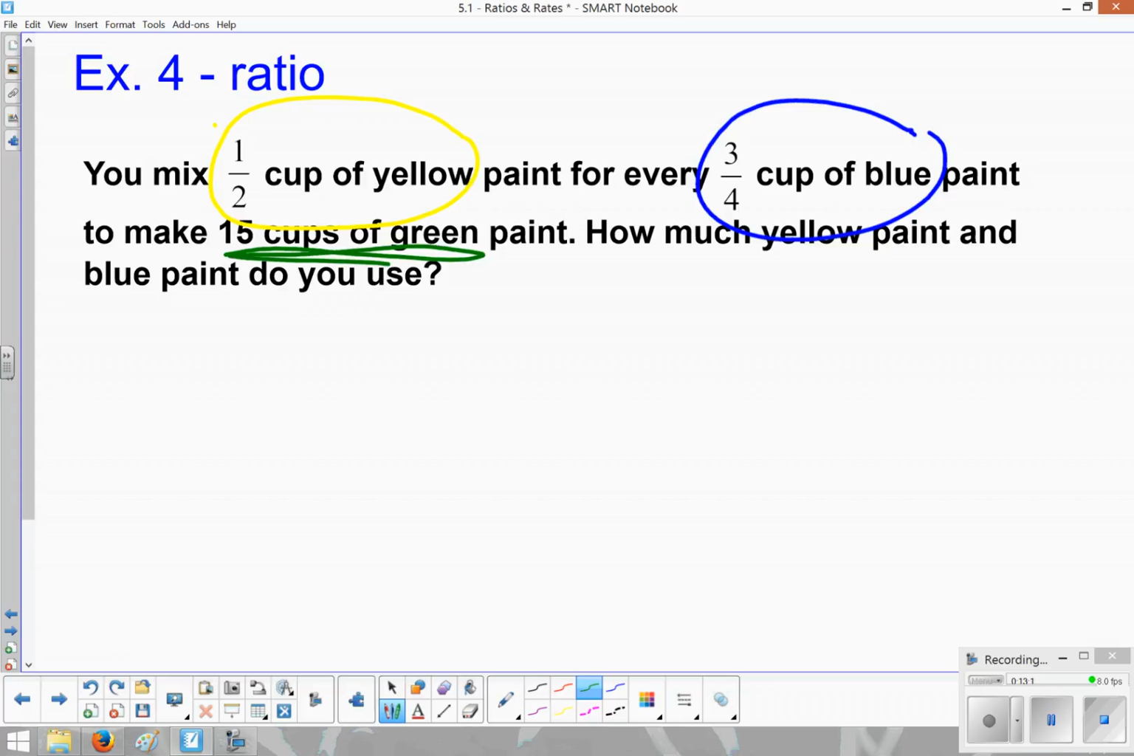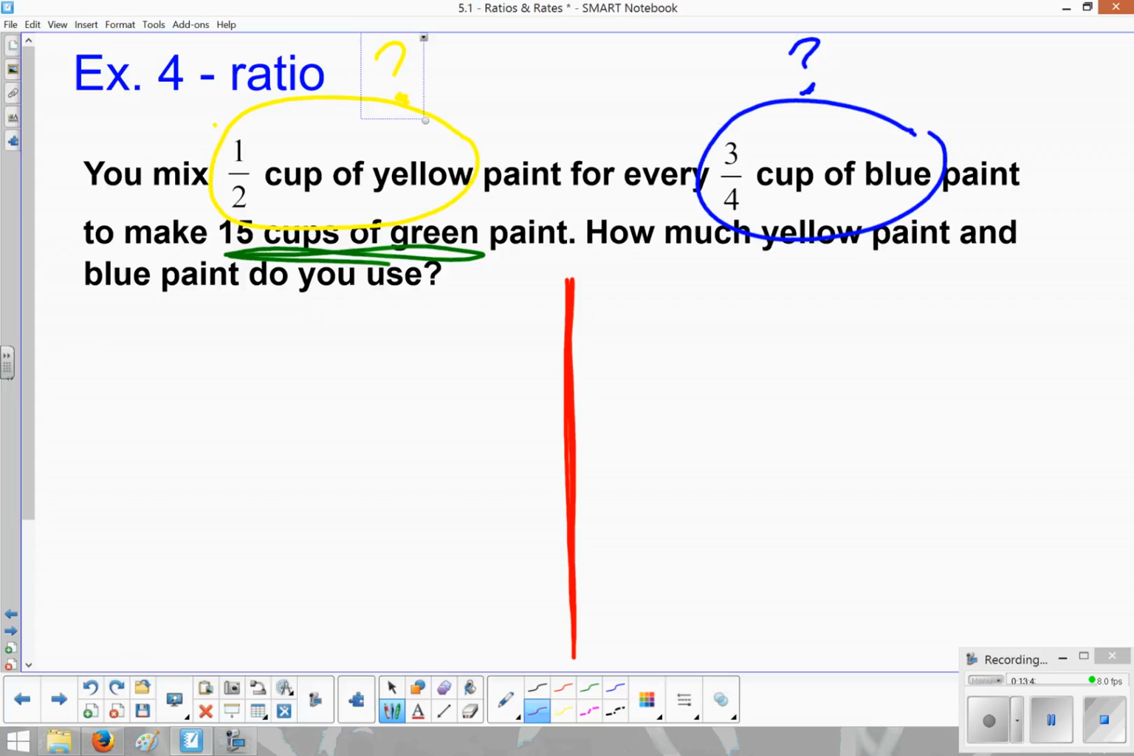But the question is, how many yellow cups did you really use then? They just said this is how much you mix, but they didn't tell you how many cups. And this part, how many cups of blue did you really mix? They just said you used 3/4 cups. So what we're going to do is we're going to set up a few ratios to figure out how many cups of yellow and how many cups of blue. So I'm going to go ahead and divide this into 2 columns so you can see. And I would like you to also write that down.